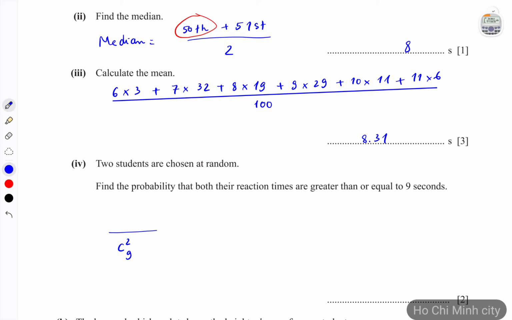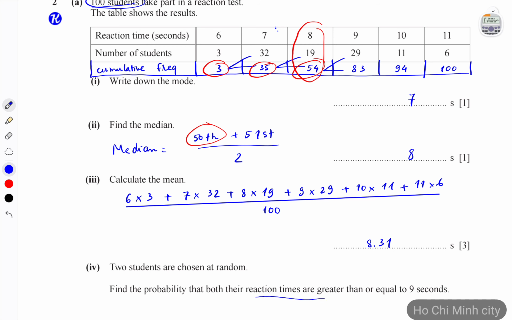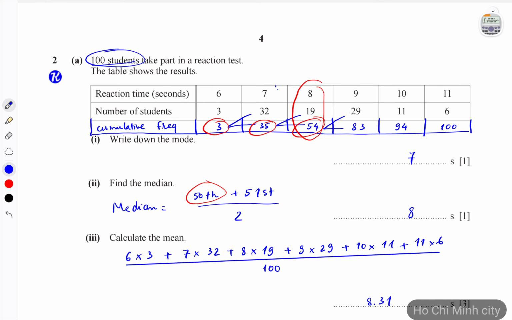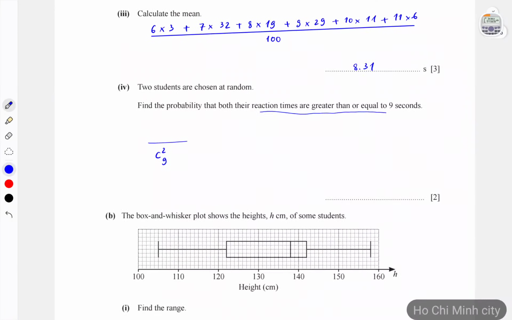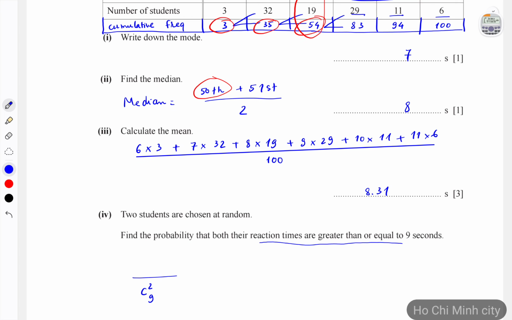So how about the numerator? The numerator is the desired result. So the desired result is the reaction times greater than or equal to 9 seconds. Greater than or equal to 9. So altogether, we have 29 plus 11 plus 6. And that means 30, 40, 46, right? So 46. All right, so the total number of cases is 46 C 2. All right, this one is 100.